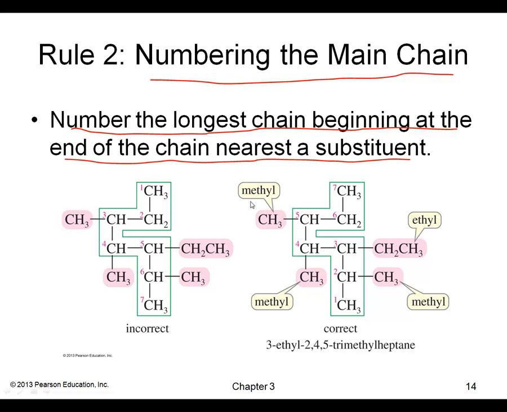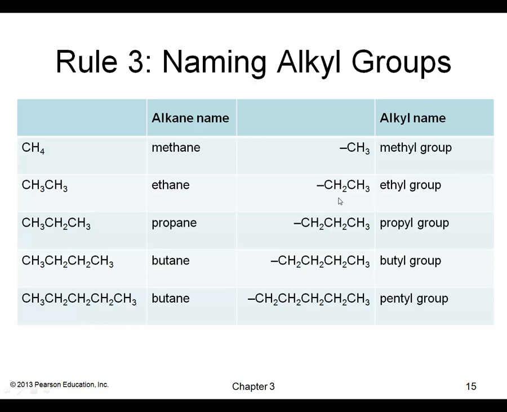Okay, and then if you look at labels for each of these groups, I have a 3-ethyl. Okay, I put the E before M, and then I have methyls on 2, 4, and 5. So I have a 2, 4, 5-trimethyl parent chain heptane. Okay, so here, naming alkyl groups. Okay, so make sure you know these: methyl, ethyl, propyl, butyl, and the pentyl groups.